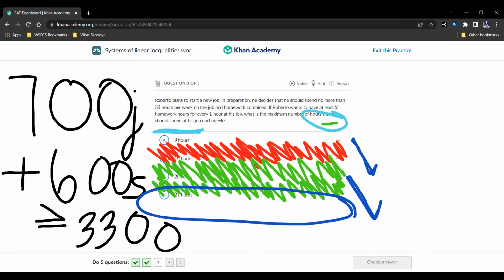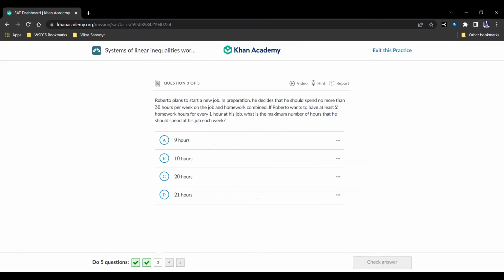All right, next question, and here it is. Roberto plans to start a new job. In preparation, he decided he should spend no more than 30 hours per week on the job and homework combined. Roberto wants to spend at least 2 homework hours for every 1 hour at his job. What is the maximum number of hours he spent on his job per week? Well, let's see what we can do. So we can define the homework hours as H and the job hours as J.